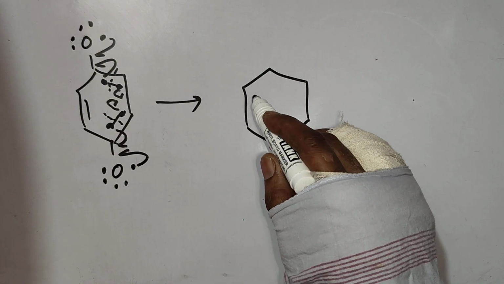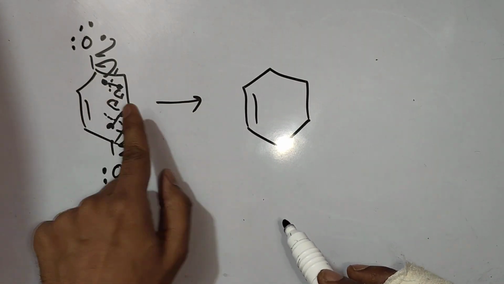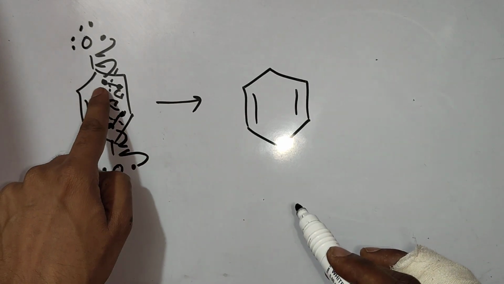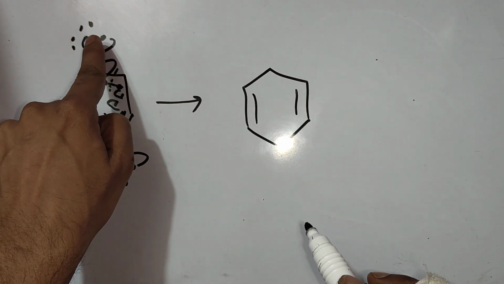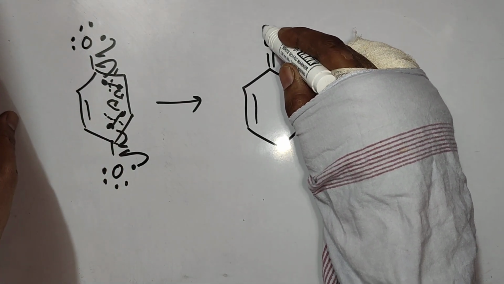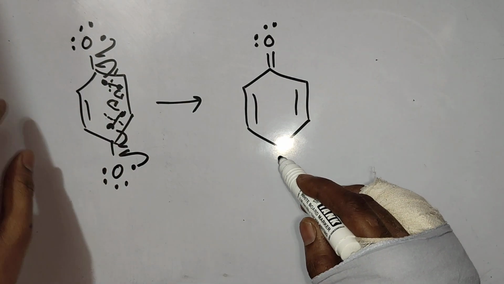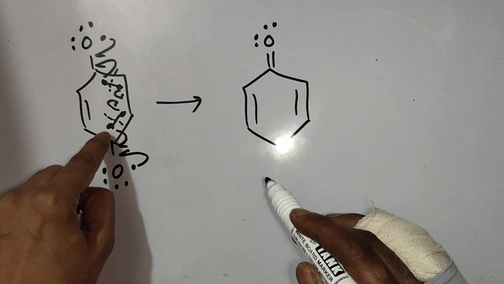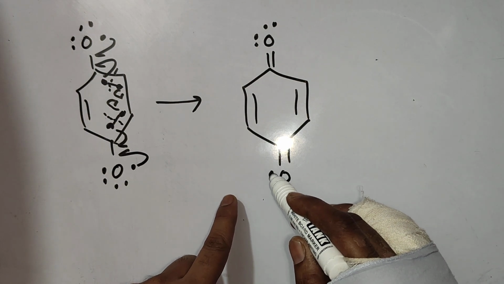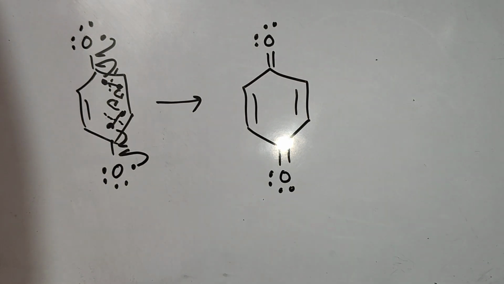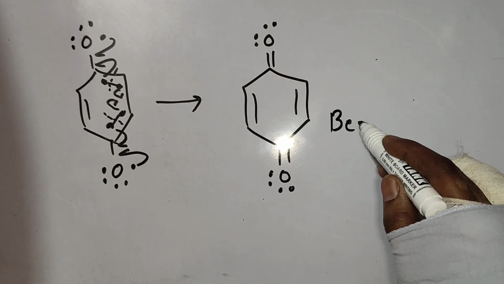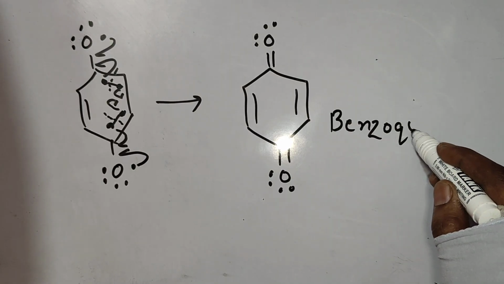So after this, we will have the final arrangement. Check. This pi bond as it is, these unpaired electrons will combine to make a pi bond here. This unpaired electron and this unpaired electron of oxygen will make a double bond here, and 2 pairs will remain as they are. Same here, the unpaired electron of oxygen and the unpaired electron of carbon will combine to make a second bond, a pi bond, and 2 pairs will remain as they are. This is the end of the mechanism. What is generated here? Benzoquinone.